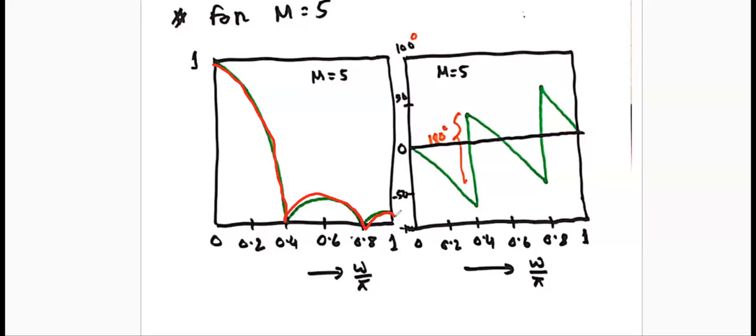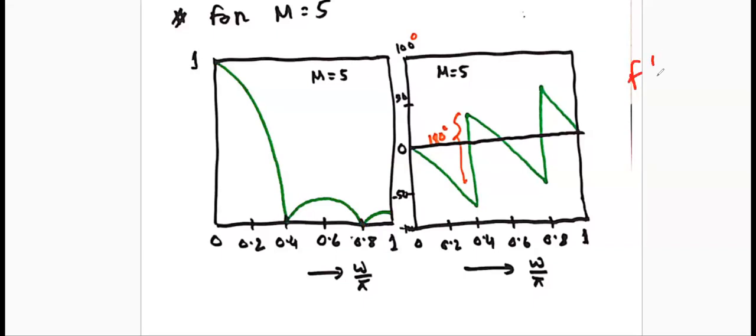Fine. From the phase response, you can't say whether this is a low pass filter or a high pass filter or band pass filter. From the phase response, we can comment on the type of the filter from the perspective of FIR or IIR.